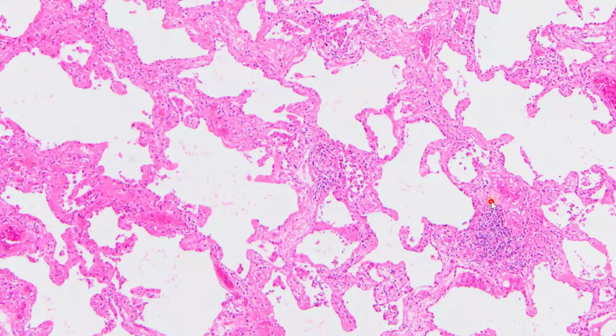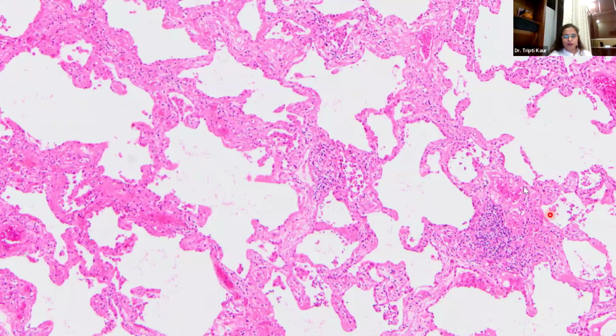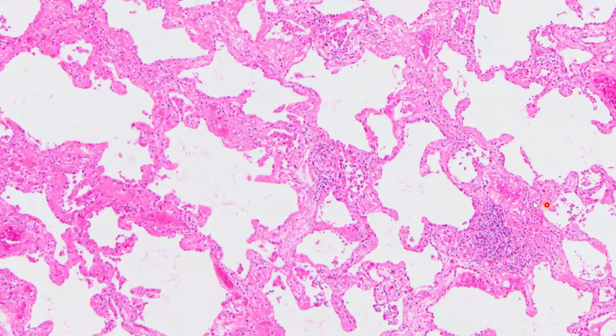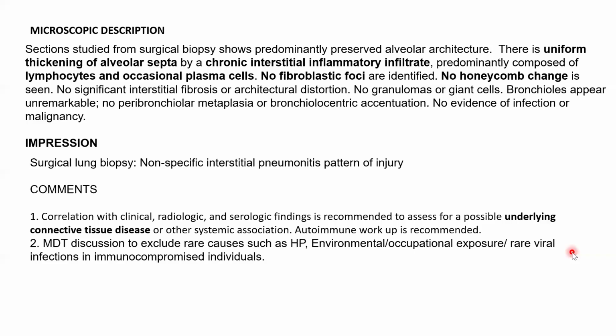Mixed, ma'am. Yes, it's mixed. Lymphocytes are mixed, and fibrosis is there. Yes, very good. So you have a focus of lymphocytes here, and otherwise it looks very pink. So all this is collagen, this is fibrosis, and there is a cellular component here. So it will be a mixed pattern. You can take a screenshot if you want, just a sample report of NSIP.